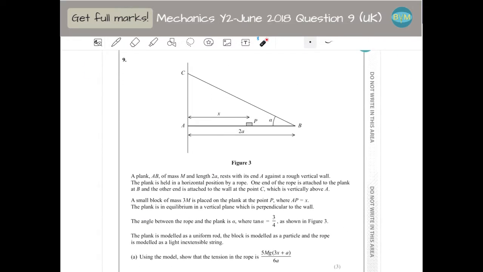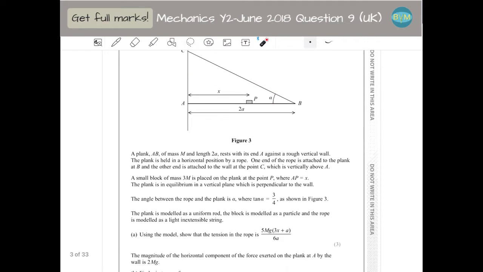So you have a plank AB, this one here, the mass is M, the length is 2a, resting with its end A against a rough vertical wall, so we have friction here. The plank is held in a horizontal position by a rope, which is this one. We know this angle. A small block of mass 3m is placed on the plank at the point P, so we have a block here, and AP is x, some distance.